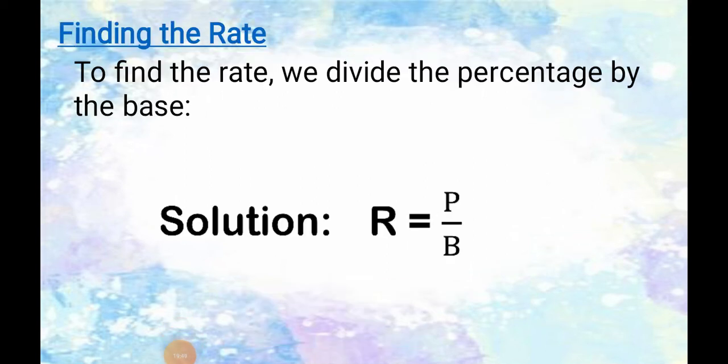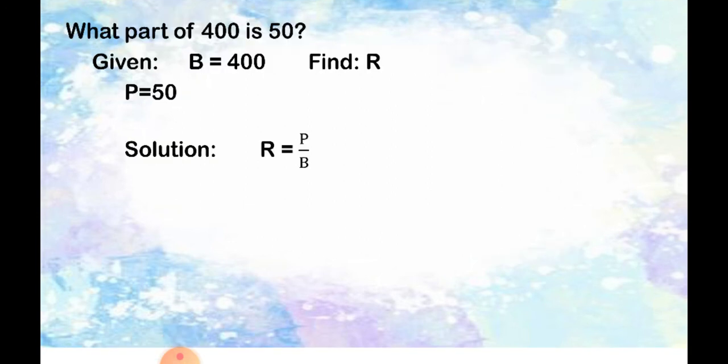Okay, finding the rate. To find the rate, we divide the percentage by the base. Okay, so medyo madali lang naman ito. Okay, so rate is equal to P over B or percentage over the base. What part of 400 is 50? Okay. So hahanapin natin yung rate dito. What part of 400 is 50?